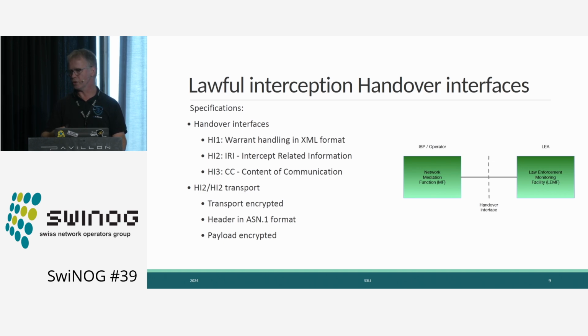So who is calling whom, which numbers are involved, what time does the call start and end. And with IP addresses, it's just which IP address this customer received, and does it change? And the HI3 interface is the real data of the customer. So it's the content of the communication, so the phone call or the IP stream. And those are the handover interface types of data, and then it must be forwarded.